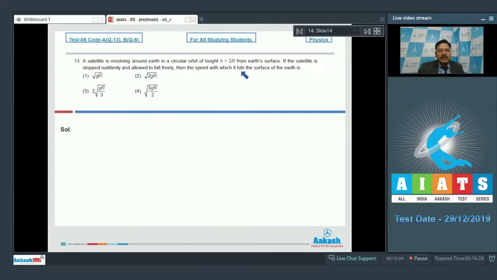So when the satellite is stopped at height h equal to 2R from Earth's surface, it has only gravitational potential energy, and that gravitational potential energy, let's call it Ui, is equal to minus G capital M, which is the mass of Earth, into mass of satellite, divided by the distance from the center of Earth, that will be equal to R plus h, that means 3R. And initial kinetic energy is 0. When it is about to hit the Earth, its potential energy is simply minus G capital M small m by R.